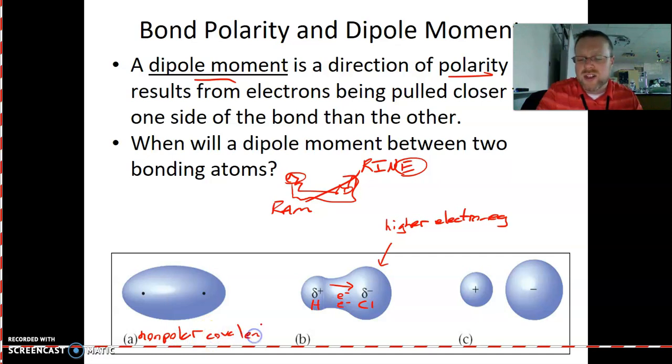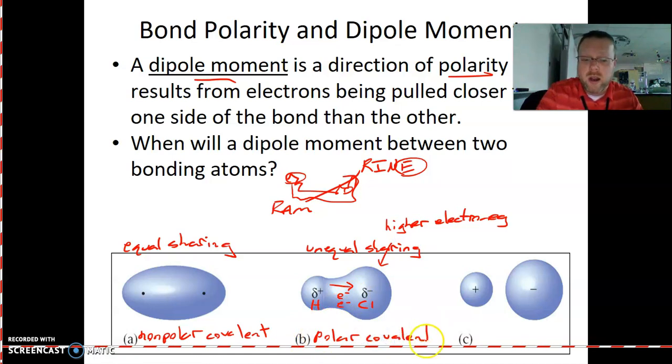The blue area is where the electrons are spending time, and so we're saying the electrons are spending time equally around both atoms, and so this is equal sharing. Here we have unequal sharing in the hydrogen-chlorine example. And so that would be a polar covalent bond. But it's still covalent because we're still sharing.